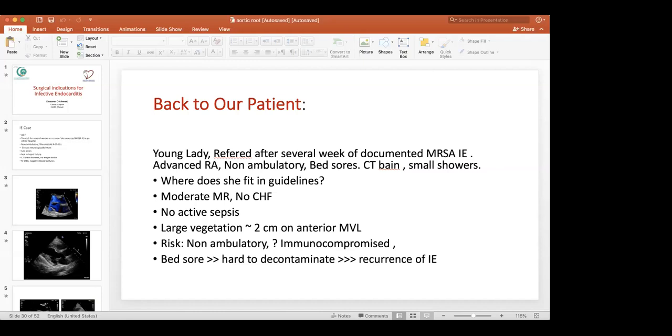Very good point, Hassan. I think this is a very sensible discussion from all of you, very sensible. In a case like this, you want to fit the patient into the guidelines. At the same time, you want to risk stratify the patient. And know your objectives of treatment.